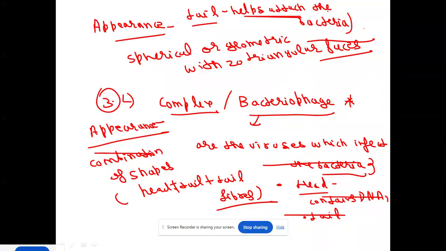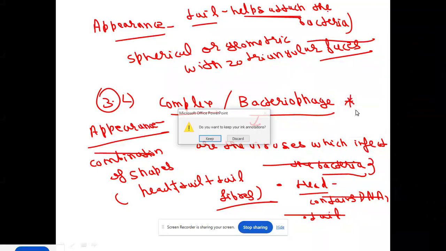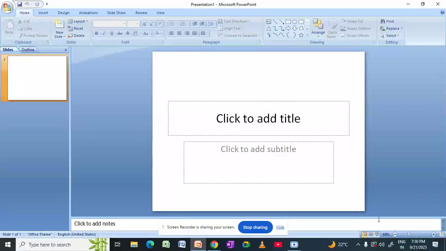Have you noted it? So a complex type of shape is seen in the case of bacteriophage, where the head is there, the tail is there. The head is containing what?